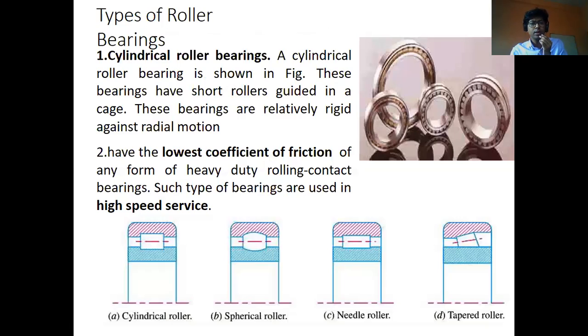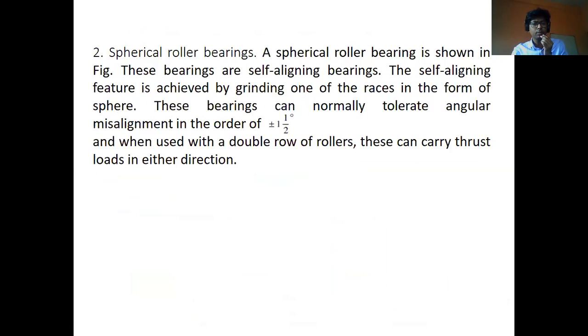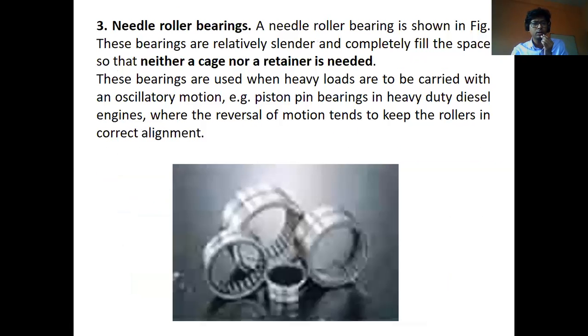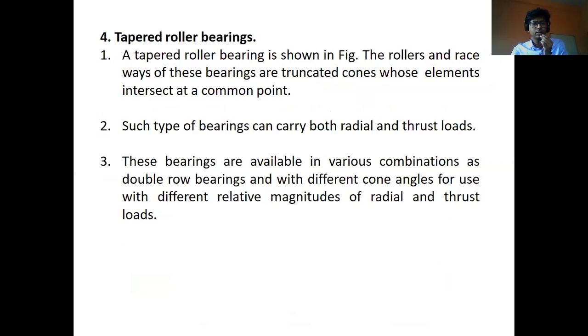So next is types of rolling contact bearings. We already talked about ball bearings. Now let's talk about roller bearings: the cylindrical roller, spherical roller, needle roller, and taper roller. Different kinds of rollers are used. Okay, I have discussed these things.